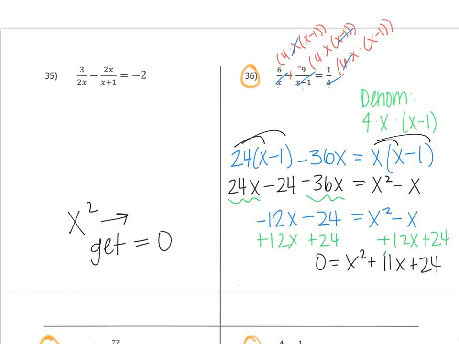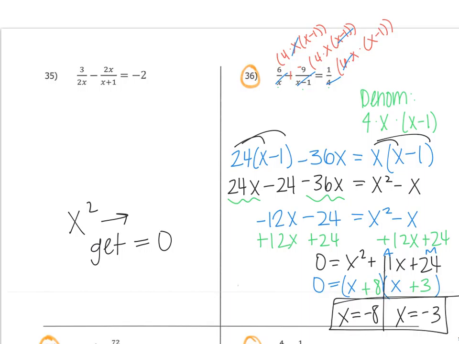From here, think about add multiply. We're going to factor. Numbers that multiply to 24 and add to 11. If you need more time, just pause it. I found positive 8 and positive 3. So then when I t-chart, I get x equals negative 8 and x equals negative 3. Both of these are valid answers.